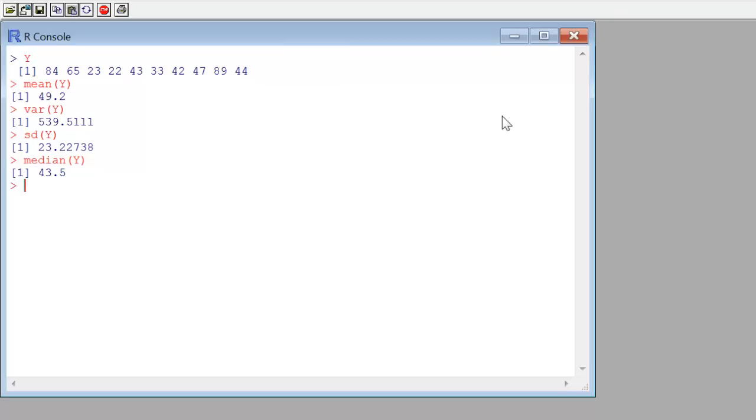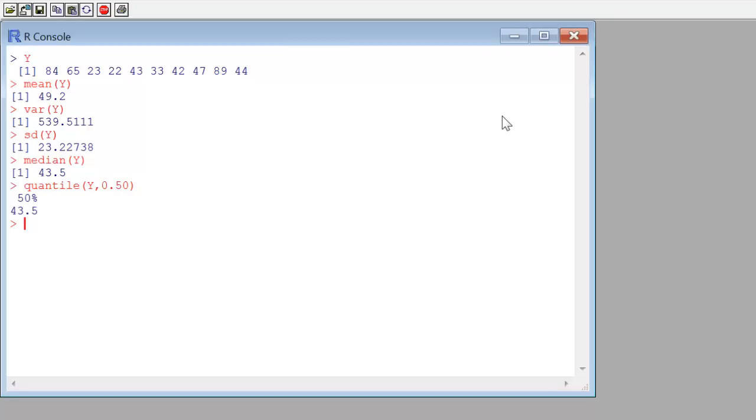Now the median is actually the 50th percentile. We can get various percentiles using the quantile function. So if I were to type quantile using y data, and I'm going to look for the 50th percentile, I should find the same median value. Indeed we do. A couple of other popular quantiles are the 25th and 75th percentiles. They are called the first and third quartiles respectively.